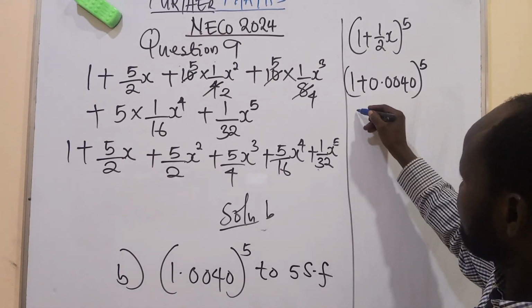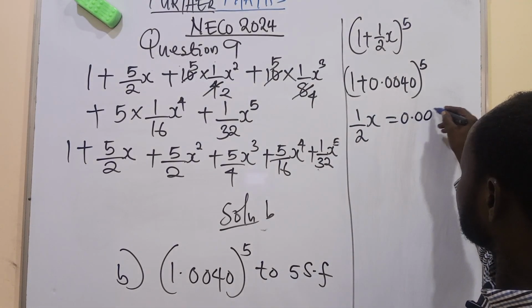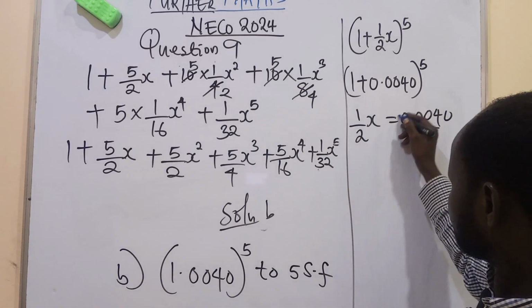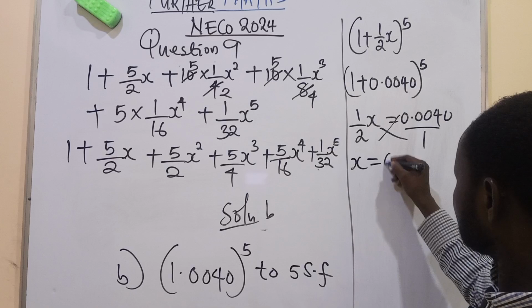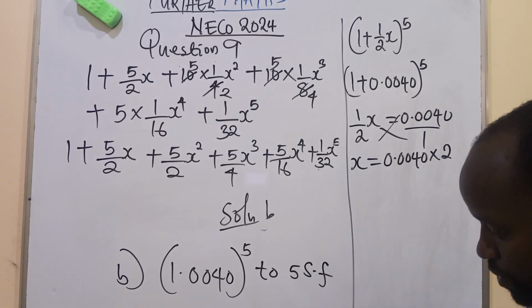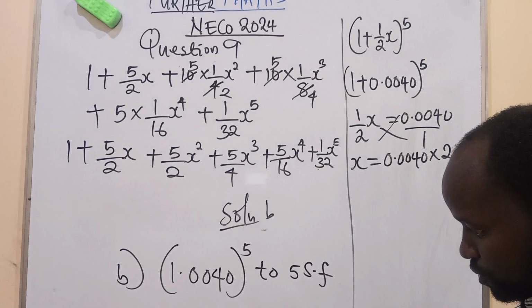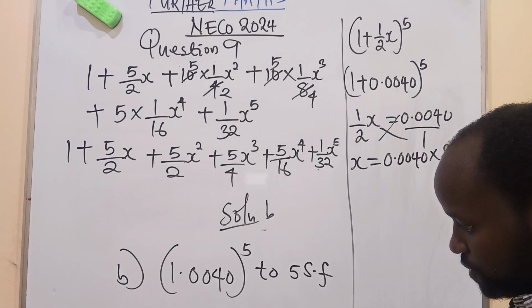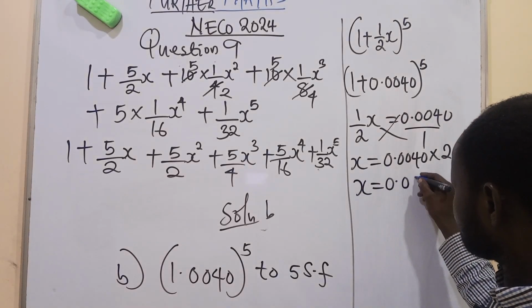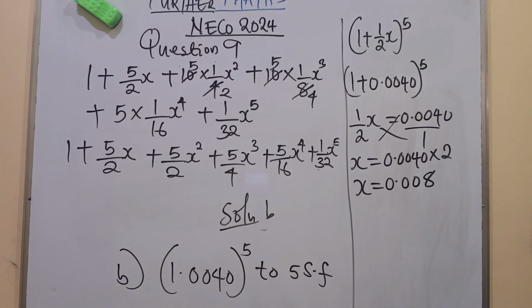So it means half of x is equal to 0.0040. So let's cross multiply to find x now. x will now be 0.0040 times 2. Okay, that will be 2 times 0.0040. We'll have x as 0.008. So this will be the value of x.